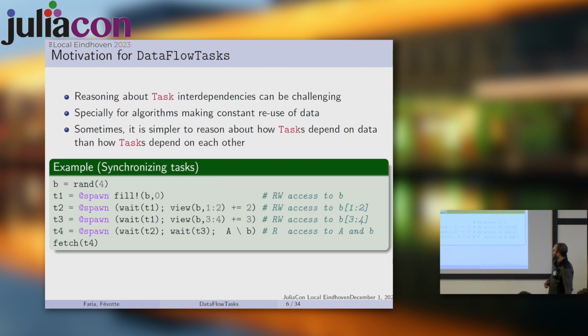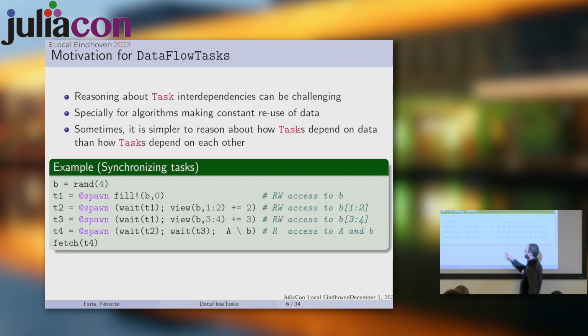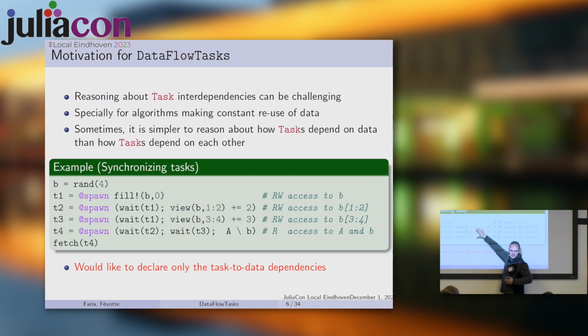But what is usually easier is to express the fact that one task accesses some data with some mode. So it's kind of easy when you write this to know that B is accessed write only, or in this case that the first half of B is accessed read write, or things like this. And so the idea behind DataFlowTasks is to take these tasks plus annotations that you as the developer put in front of your code. When you say that this piece of data is accessed read-only or write-only, then it allows DataFlowTasks to actually infer for you the task-to-task dependencies. So this is actually what DataFlowTasks helps you do.